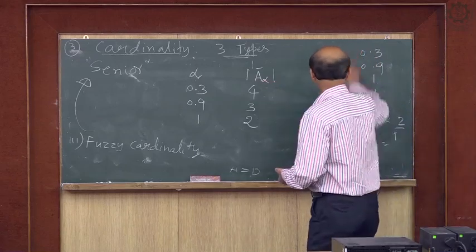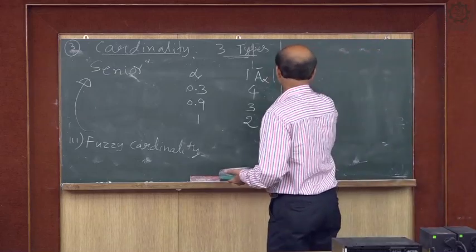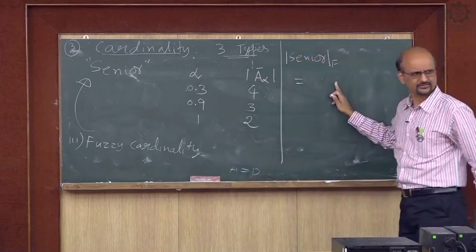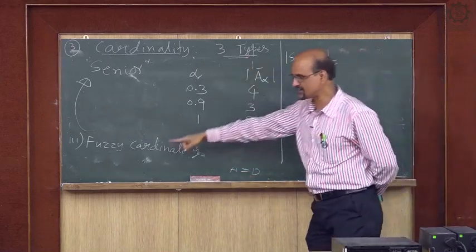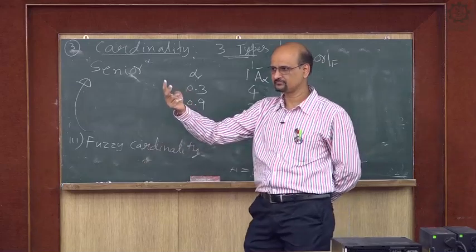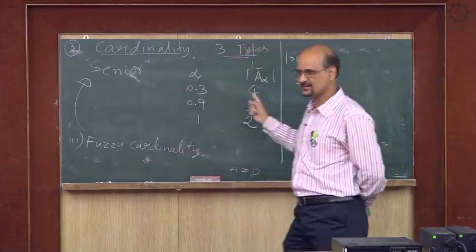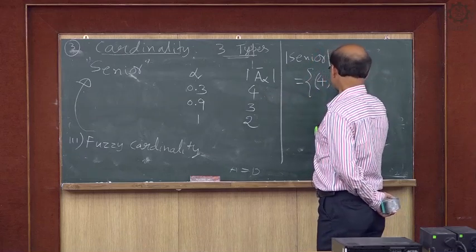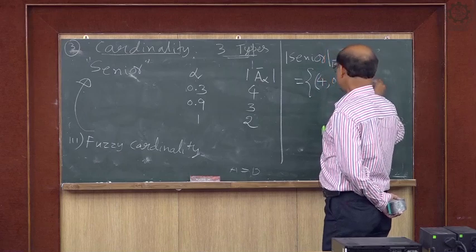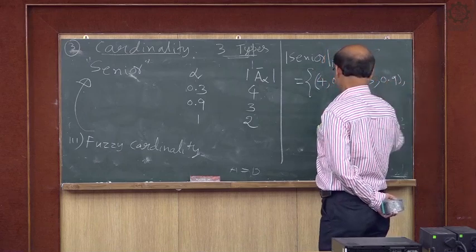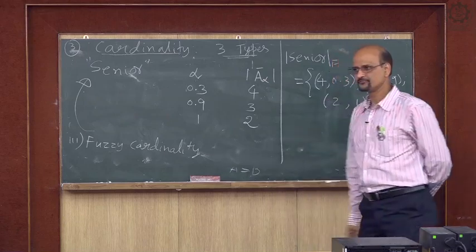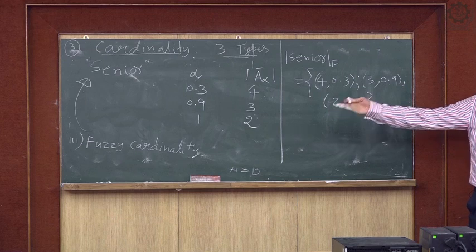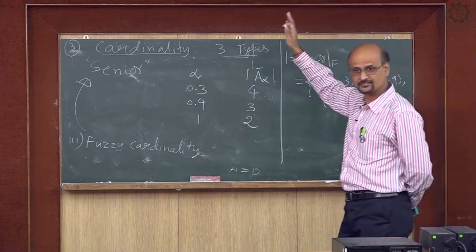Now I write this again, the fuzzy cardinality of senior, as F. This is just notation. Because it is fuzzy cardinality, I should have ordered pairs. So for element 4 I have the membership value 0.3, for 3 I have 0.9, and for 2 I have 1. Are you understanding? It is very easy. You should remember the connections of all these definitions.